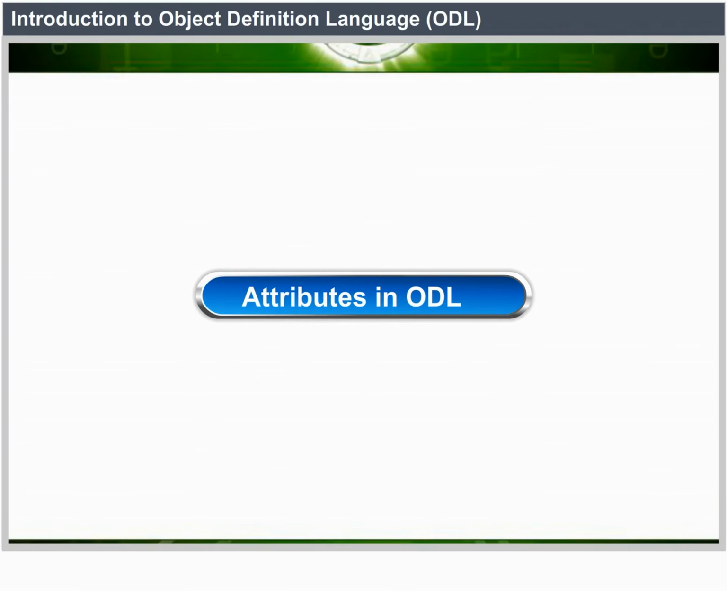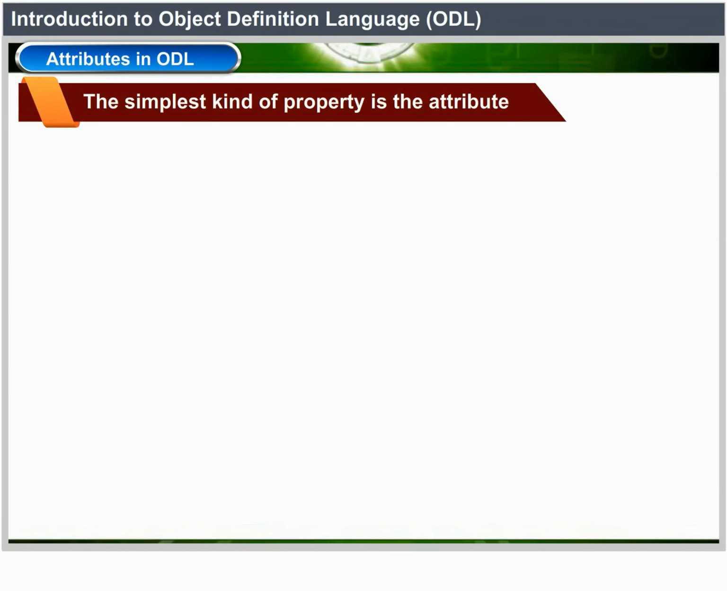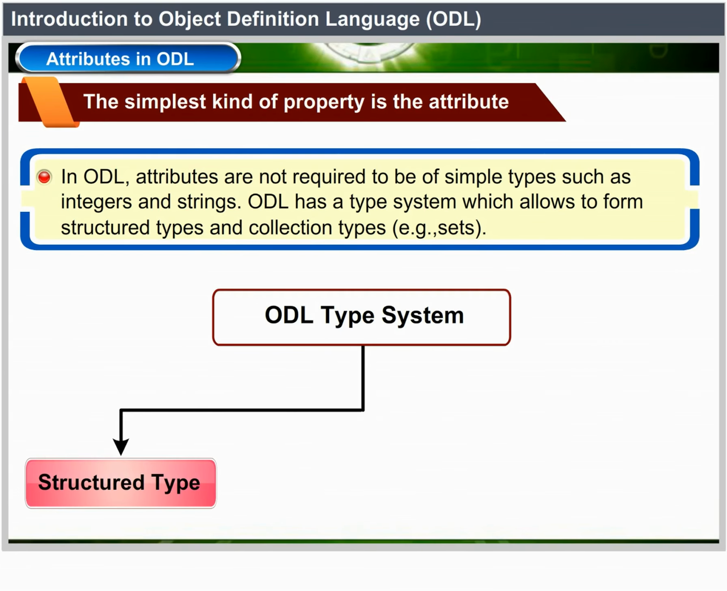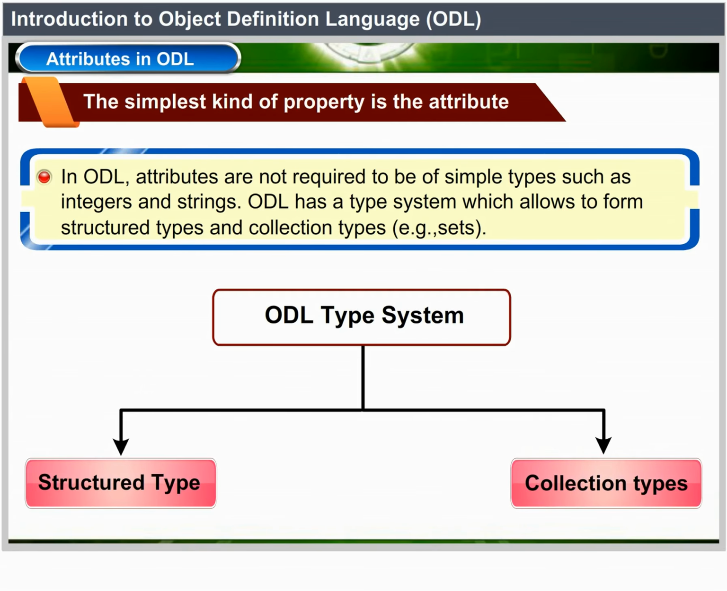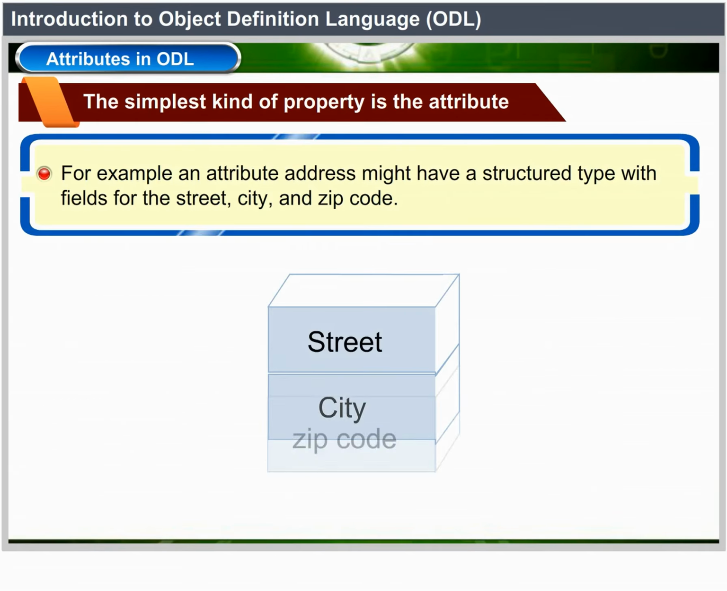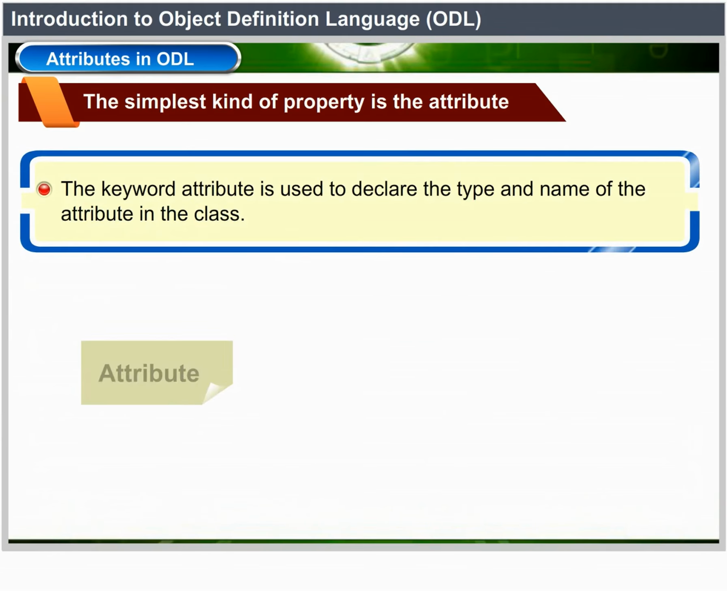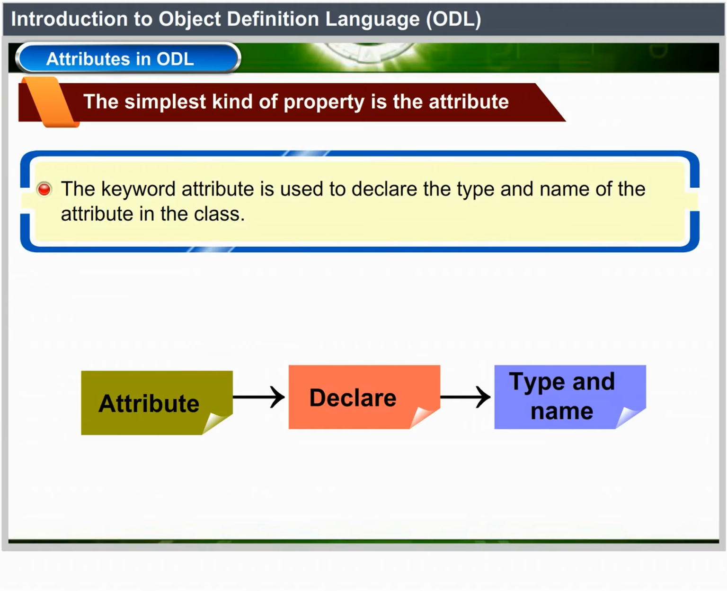Attributes in ODL. The simplest kind of property is the attribute. In ODL, attributes need not be of simple types, such as integers and strings. ODL is a type system that allows us to form structured types and collection types, such as sets. For example, an attribute address might have a structured type with fields for the street, city, and zip code. An attribute phones might have a set of strings as its type, and even more complex types are possible. An attribute is represented in the declaration for its class by the keyword attribute, the type of the attribute, and the name of the attribute.